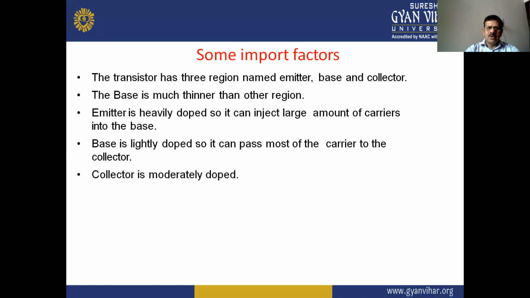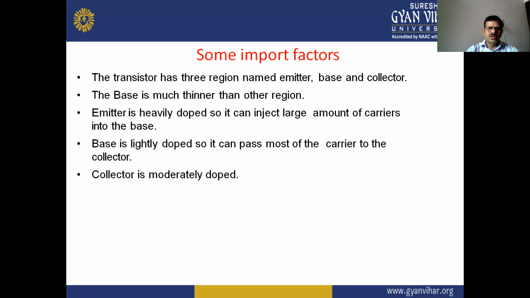There are some important factors in the BJT device. The transistor has 3 regions named emitter, base and collector. So there are total 3 regions in BJT, or simply we can say transistor. The base is much thinner than the other regions. The width of the base region is thinner as compared to the emitter region and collector region.